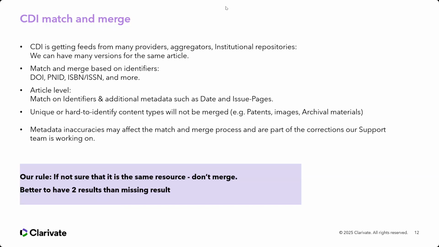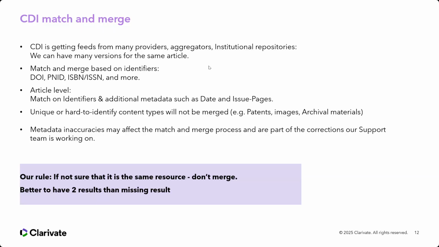And when we look at this very broad area of non-academic content, sometimes we face hard to identify content types. For example, patents, images, archival material, and so on. And this content usually will not have good identifiers. In these cases, we will avoid merging them because we don't want to create mistakes. So in these areas, we also know that these resources are mostly unique, and it's not like academic content. In this area, we'll have only one, maybe two, but usually only one version of each resource.